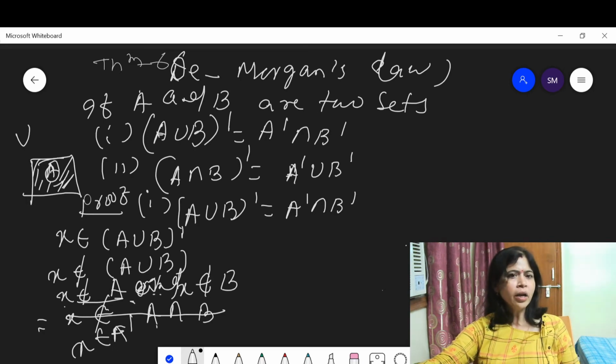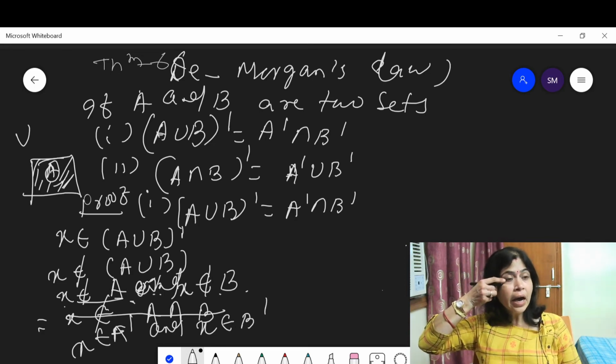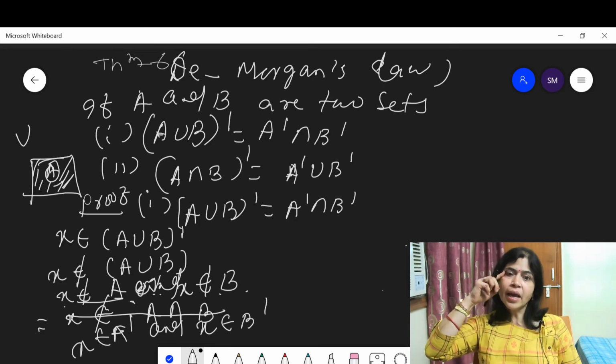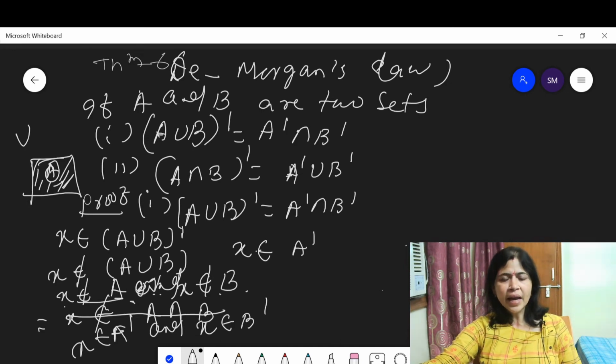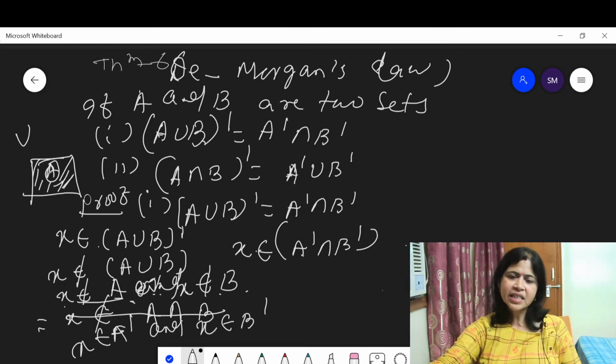X belongs to the universal set excluding A, or X is not an element of B. This means X belongs to B dash. Here X belongs to A dash and X belongs to B dash. This implies that X belongs to A dash intersection B dash. Here we take X belongs to A union B dash and we get X belongs to A dash intersection B dash.